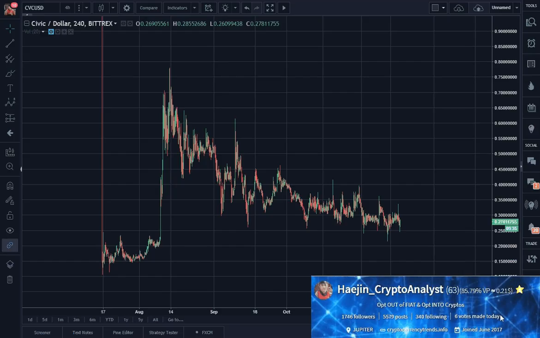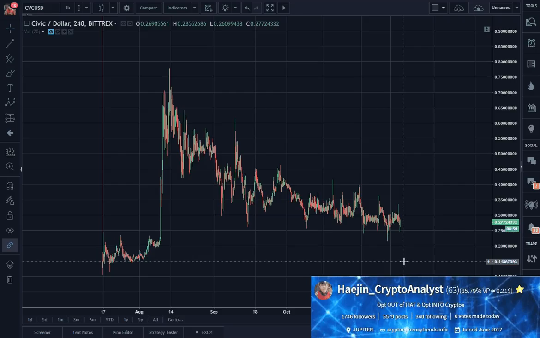Okay, here is Civic to the USD pair, and then after this I'll do the CVC to the BTC pair as well. From now on I'll do both pairs, double the work. I don't mind. I understand that a lot of people are trading to the BTC pair. Completely understandable. I do it mostly to the USD pair, so I'll present both.